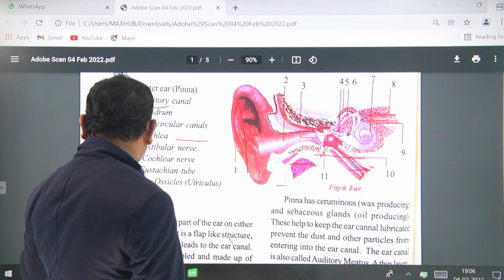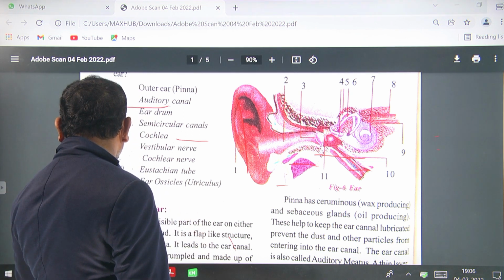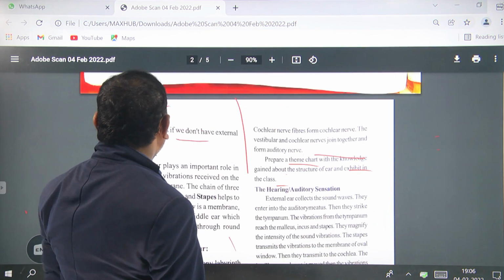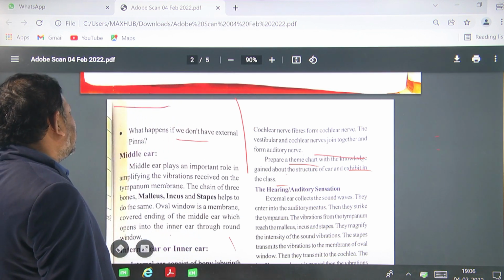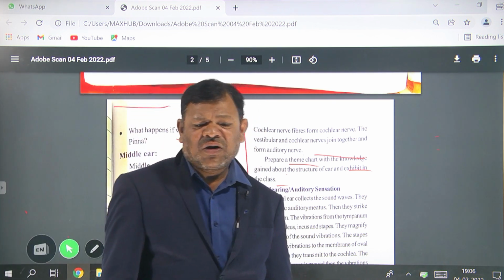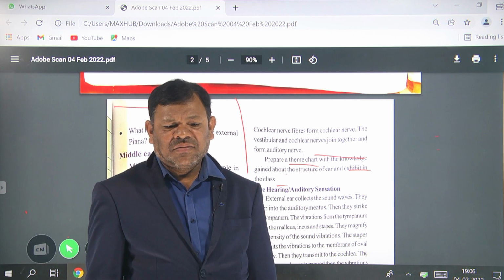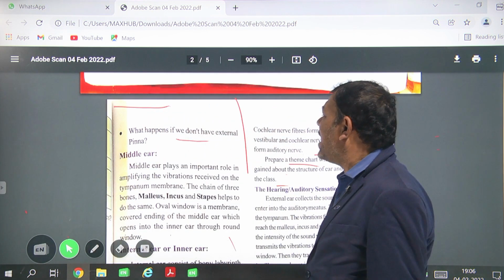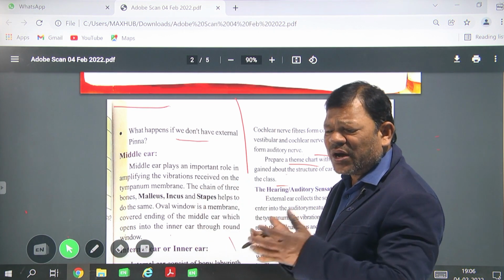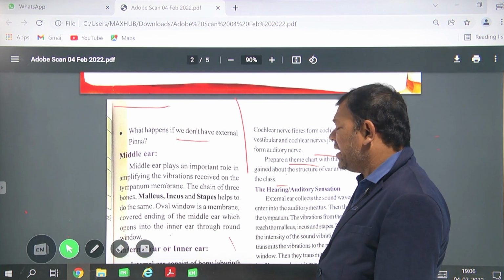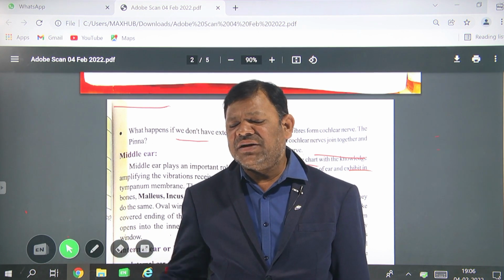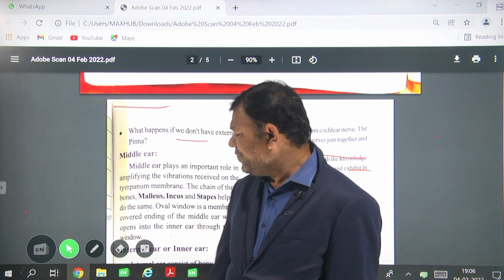Now we will go to the middle ear. For example, a question: what happens if we do not have the external pinna? The sound waves that are coming will not enter into the external ear.